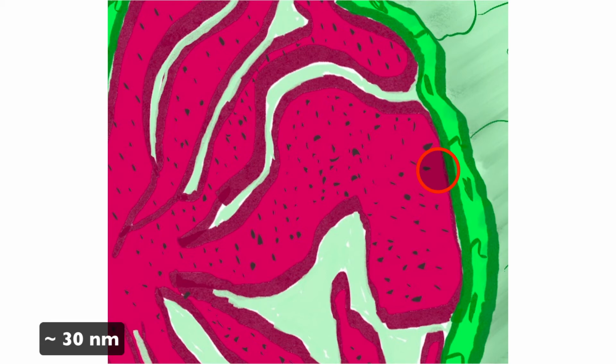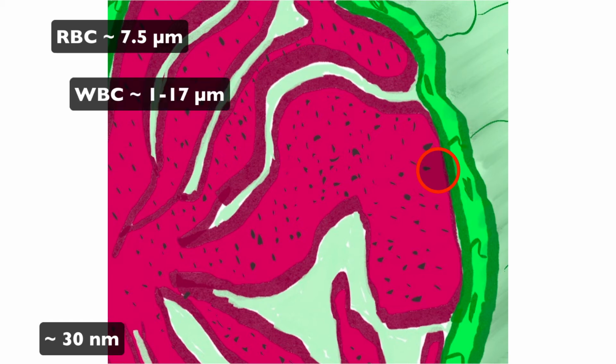To put that in perspective, red blood cells are roughly 7.5 micrometers. White blood cells are anywhere from 1 to 17 micrometers, and platelets are approximately 3 micrometers. Those are too large to get through the capillary pores.